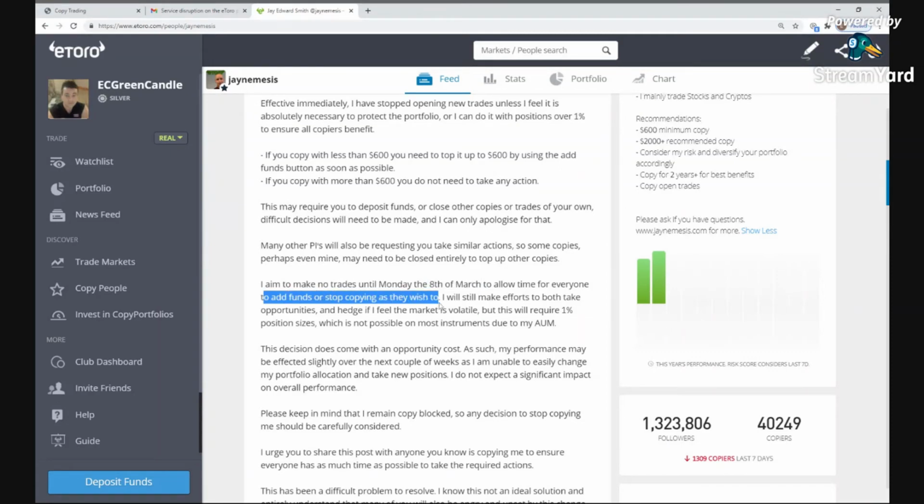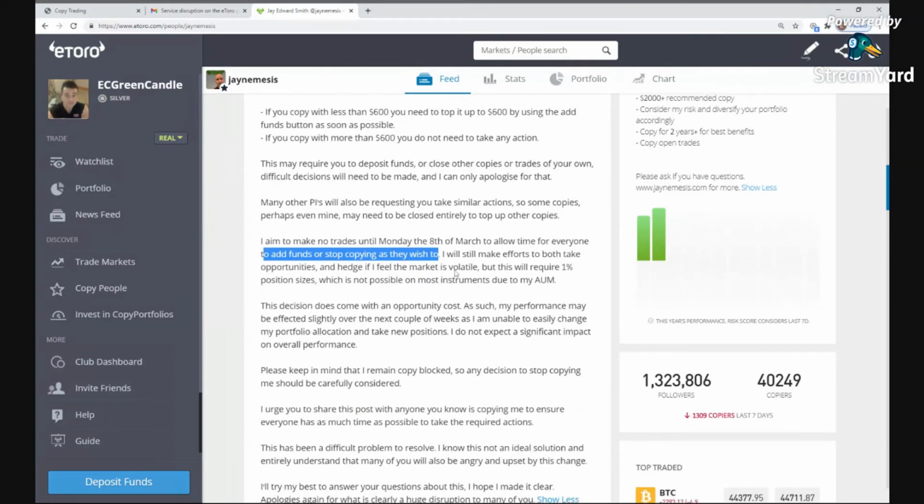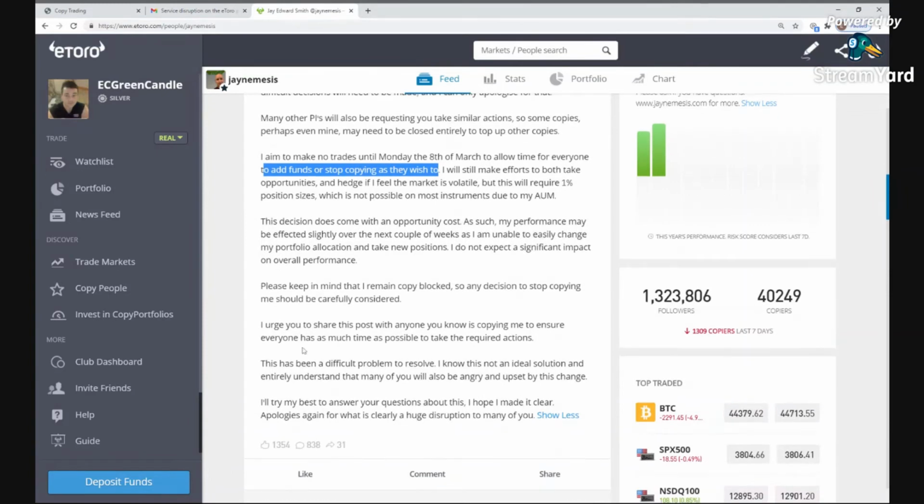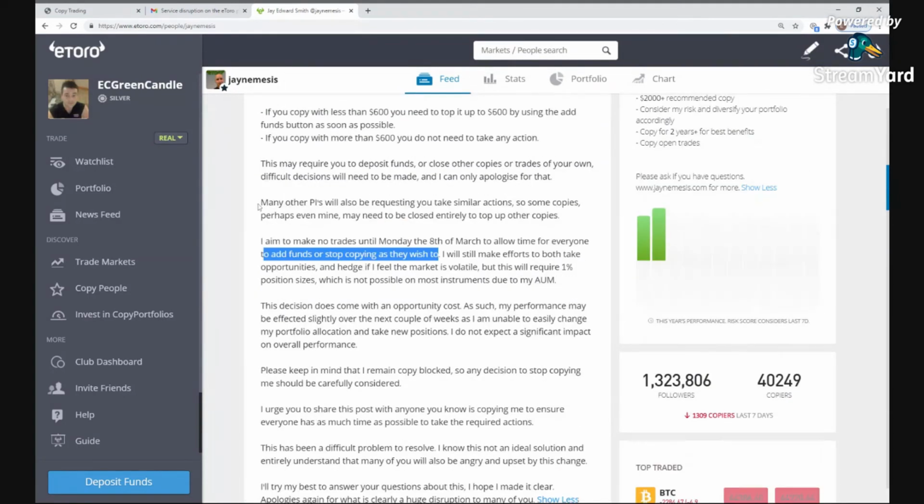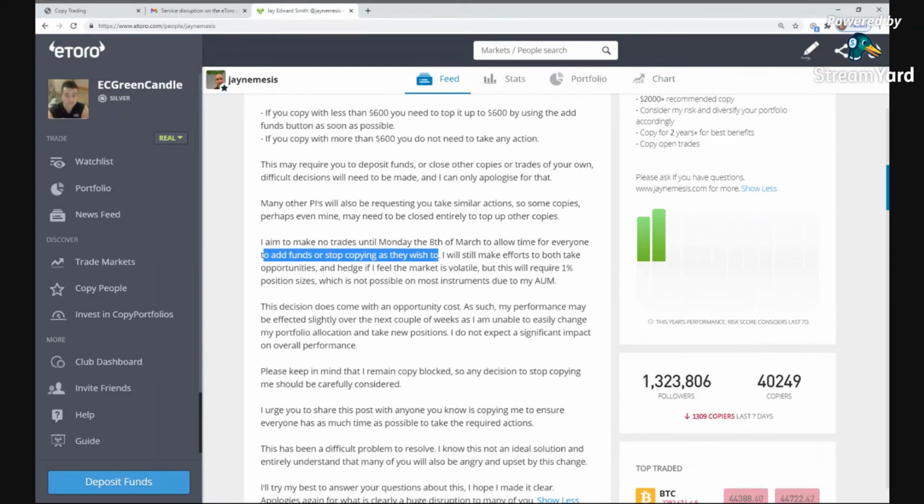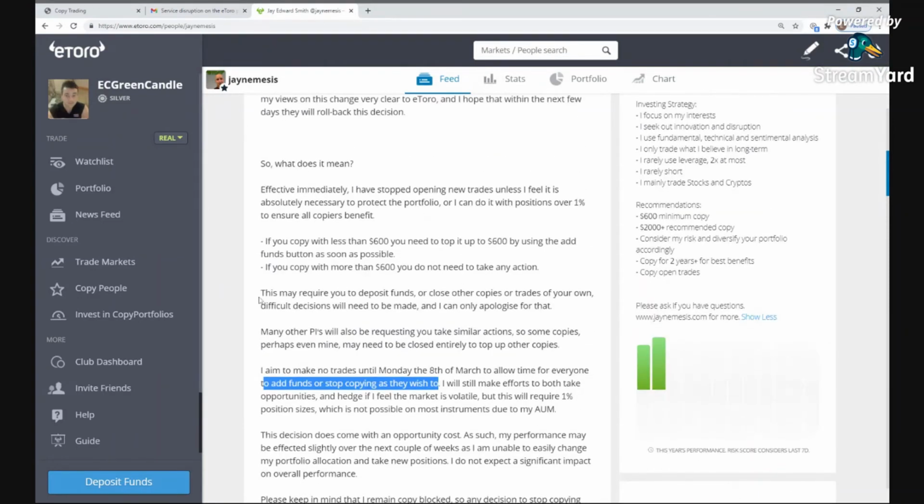Okay, so he has reached out to all the users and he's been in great contact and communication with everyone. But as he says here, many other PIs will also be requesting similar action. So check out each PI. This may require you to deposit funds or close other copy trades or other trades of your own. The decision has to be made by you.